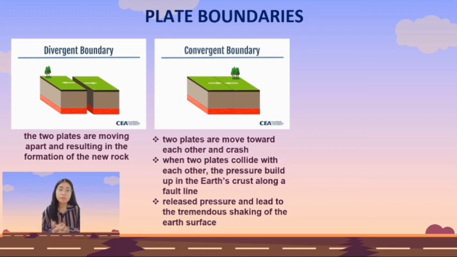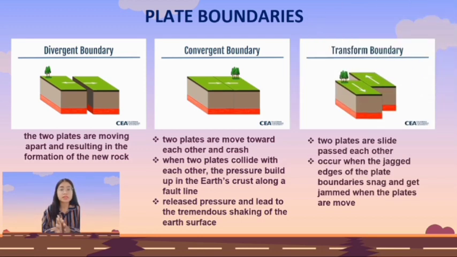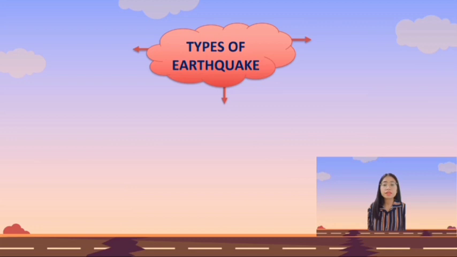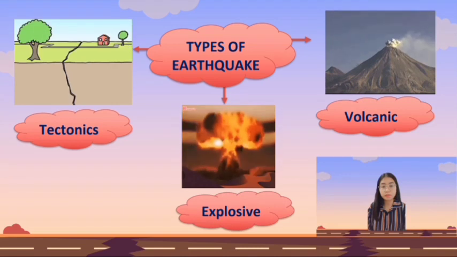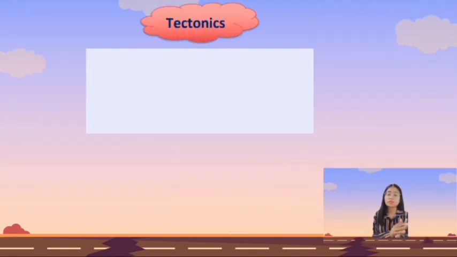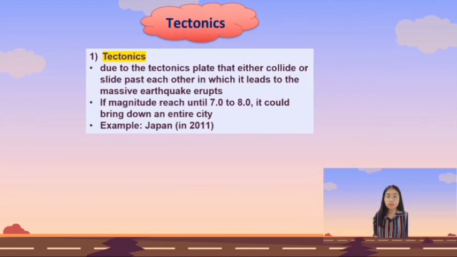The third type of plate boundary is transform, where 2 plates slide past each other. This occurs when the jagged edges of the plate boundaries snag and get jammed when the plates move. Basically, earthquakes can be divided into 3 main types, which are tectonic, volcanic, and explosive. Tectonic earthquake is the most common type of earthquake in the world. Tectonic earthquake usually occurs due to tectonic plates that either collide or slide past each other, in which this situation could lead to a massive earthquake erupting.